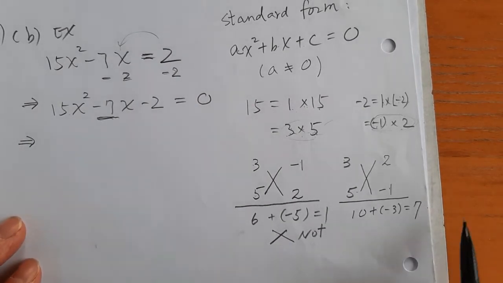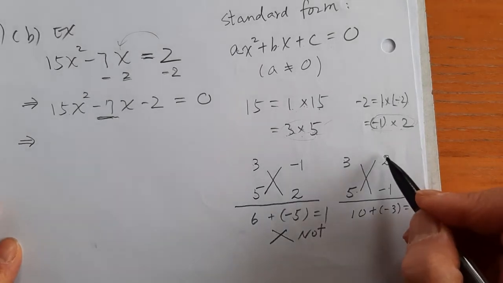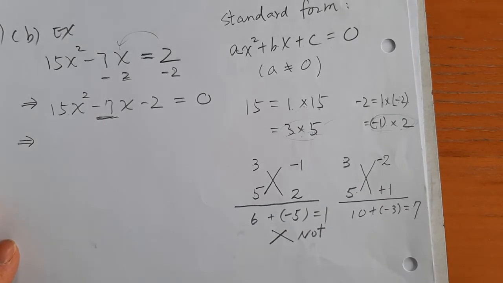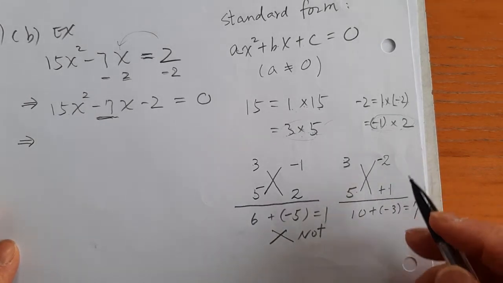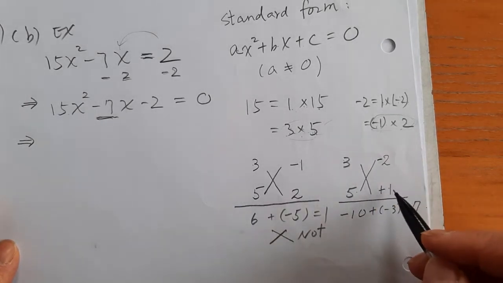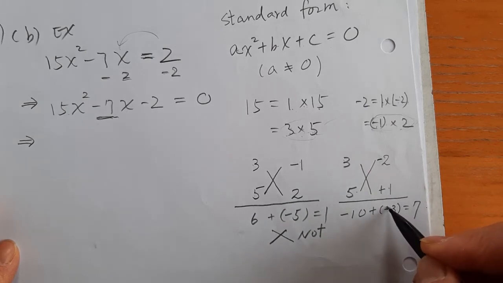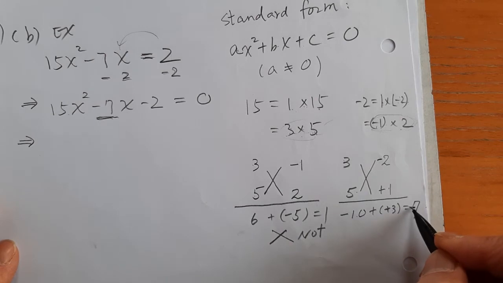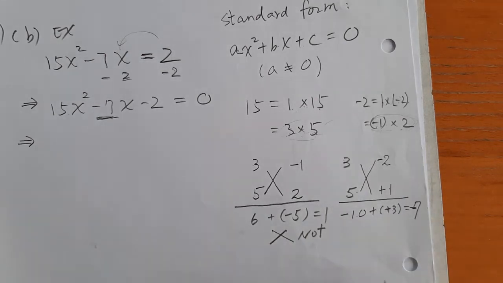So we can switch the sign. 2 becomes negative, 1 becomes positive. And multiply it. 5 times negative 2 is negative 10. 3 times positive 1 is a positive 3. Add together is negative 7. It is negative 7. So this is the right one.